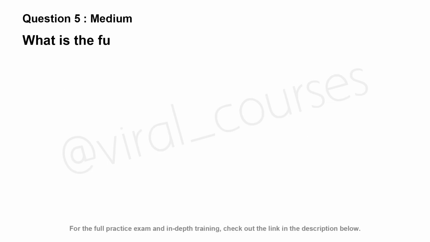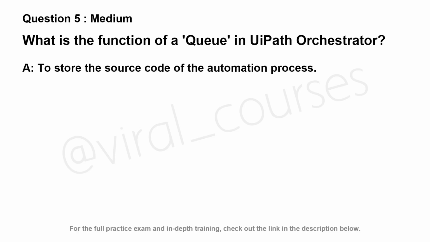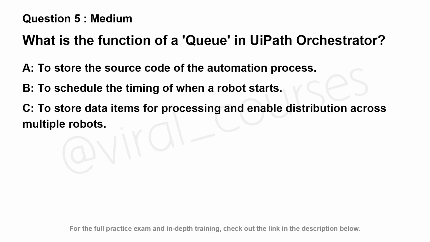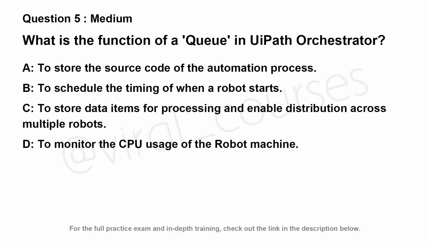What is the function of a queue in UiPath Orchestrator? Option A. To store the source code of the automation process. Option B. To schedule the timing of when a robot starts. Option C. To store data items for processing and enable distribution across multiple robots. Option D. To monitor the CPU usage of the robot machine.